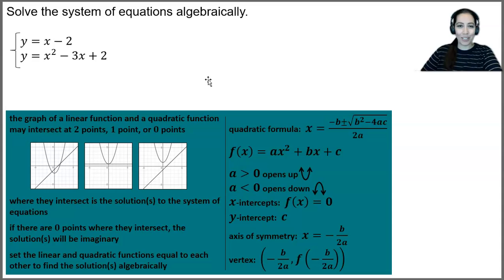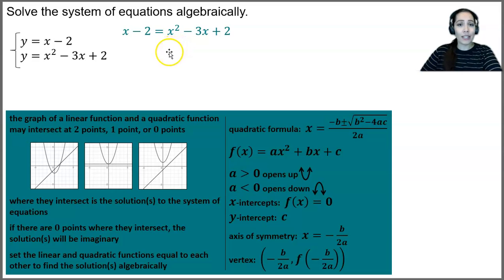Now that I have Chloe's cheat sheet notes, let's go ahead and solve this system of equations algebraically. If you come down here in her cheat sheet notes, it says, set the linear and quadratic functions equal to each other to find the solution or solutions algebraically. So I'm going to take my linear, x minus 2, and set it equal to my quadratic, x squared minus 3x plus 2.